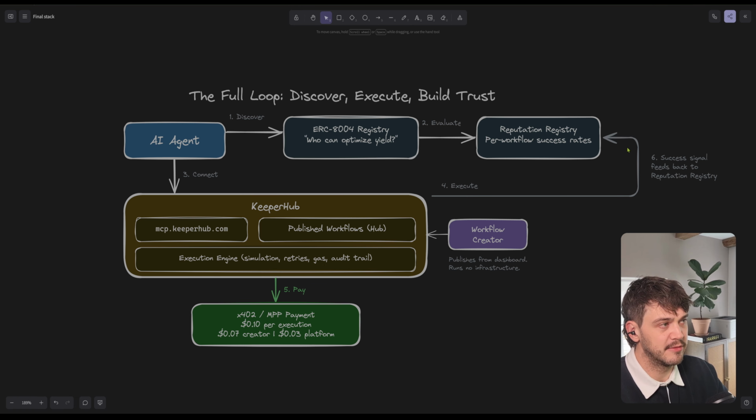So we don't just have these no-name workflows, or agents creating workflows that aren't verifiable, audited or backed. In the end, you'll have a marketplace where workflow creators can build strategies, agents can discover them and pay for them, and KeeperHub can execute them reliably and essentially build the reputation layer that will make the whole thing work. That's the model that we're building towards. Creators publish, agents discover, and KeeperHub executes.